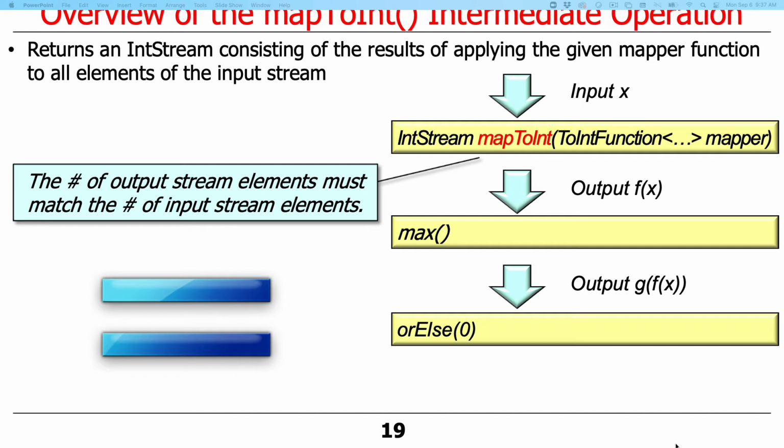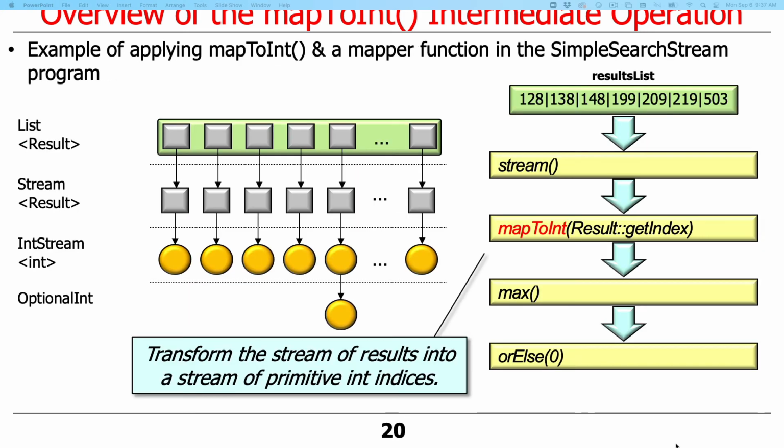As with map, mapToInt must also have the same number of elements in the output stream as in the input stream, unless an exception occurs, but we ignore that for the time being. So here's how we can use mapToInt. Imagine that we have a list of search result objects, where a result object is going to be an object that keeps track of the index where a particular match occurred. And we might have a list of such result objects.